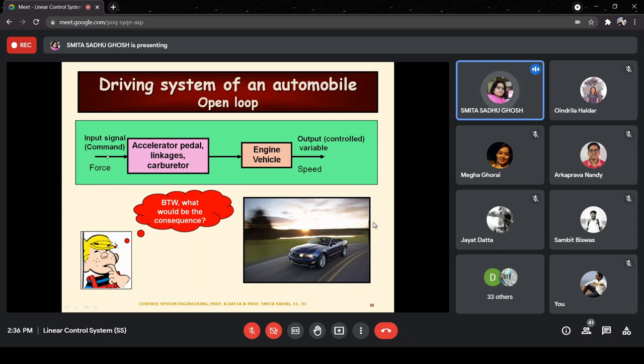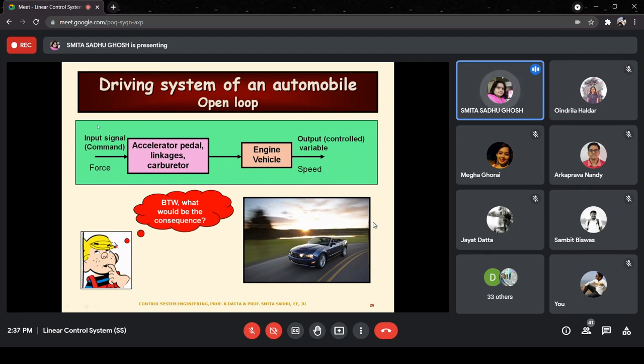As far as the input signal is concerned, the input signal over here is the force which is being applied by your foot on the accelerator. So the force is the input signal, which is also known as the command signal. I'm assuming that all of you are familiar with such terms as command signal, input and output, because you have already studied system theory, at least half of it, in the subject Signals and Systems.